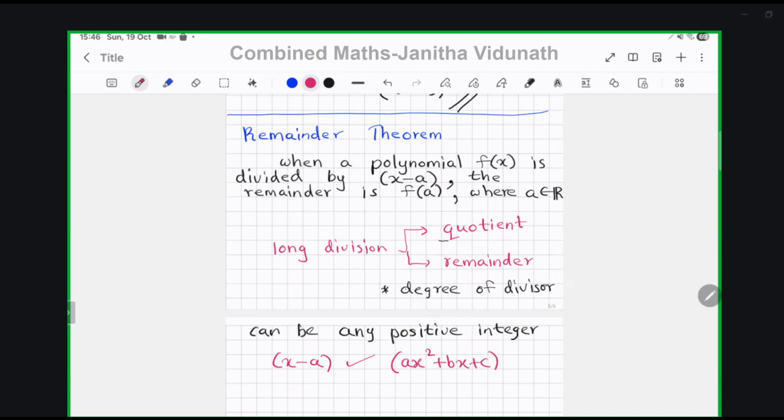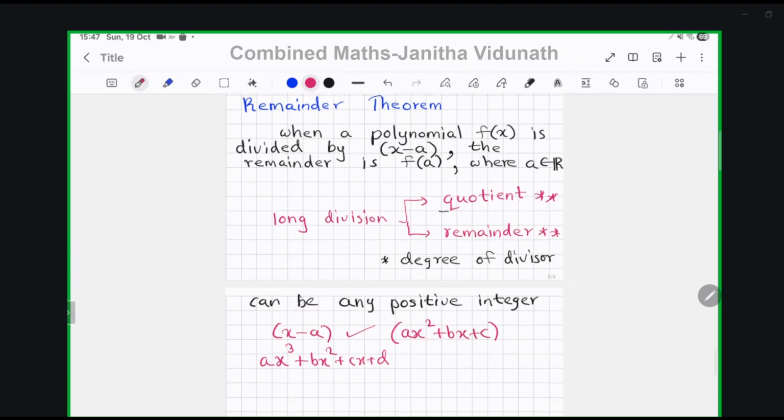From here also we can find quotient and remainder. Or if we divide by a cubic polynomial, that means ax cubed plus bx squared plus cx plus d, from there also we can find quotient and remainder under long division. That means if we divide by any divisor, we can find the quotient and remainder. We have already learned about this.